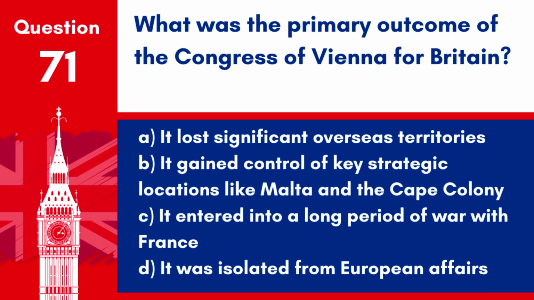Question 71. What was the primary outcome of the Congress of Vienna for Britain? A. It lost significant overseas territories. B. It gained control of key strategic locations like Malta and the Cape Colony. C. It entered into a long period of war with France. D. It was isolated from European affairs. Answer: B. It gained control of key strategic locations like Malta and the Cape Colony. The Congress of Vienna in 1815 enhanced Britain's strategic global position.